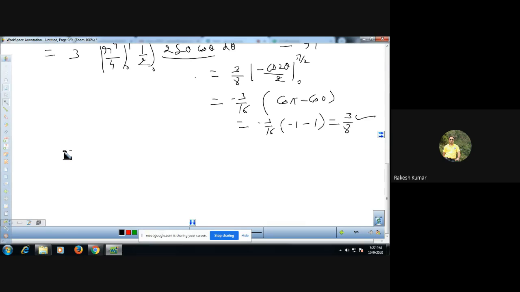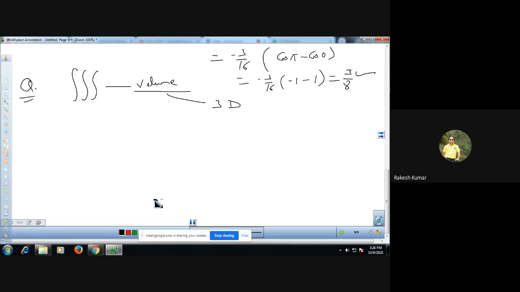Now, after the surface integral, we should do 2 questions related to the triple integral or volume integral. Triple integral is also said to be the volume integral. If we are saying volume, then obviously we are talking about 3-dimensional surfaces, like a sphere, a cylinder, or any other 3D surface.